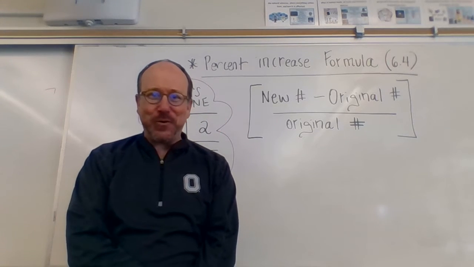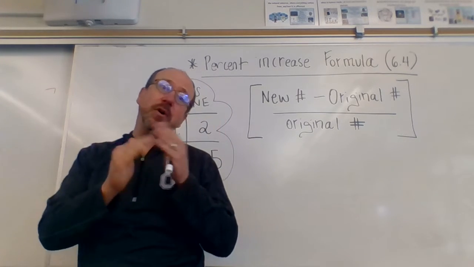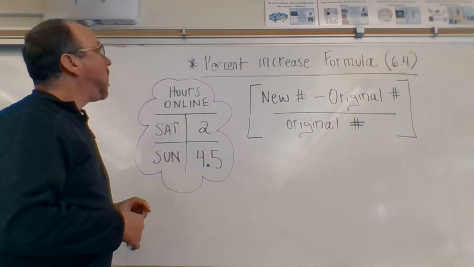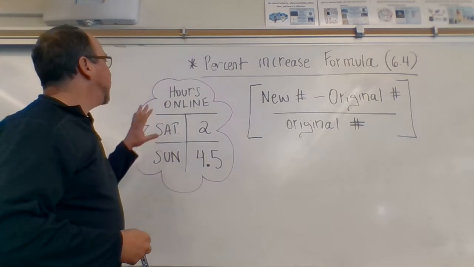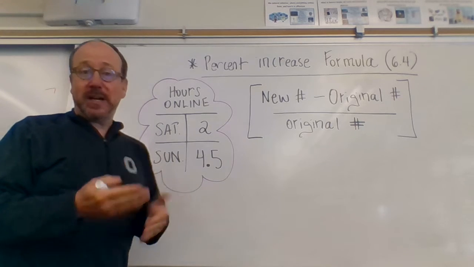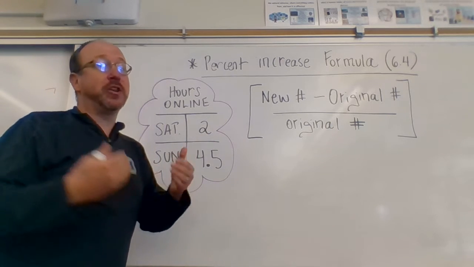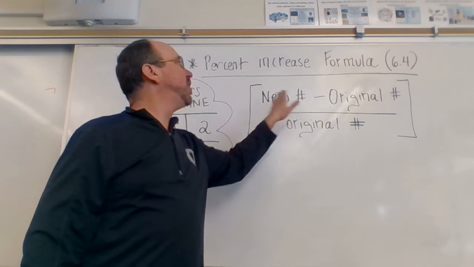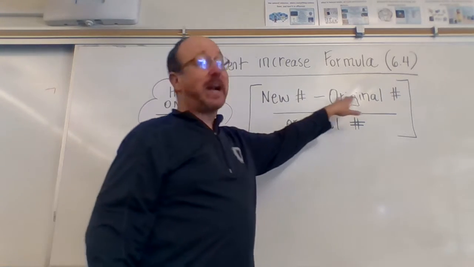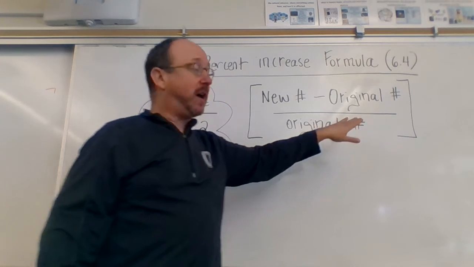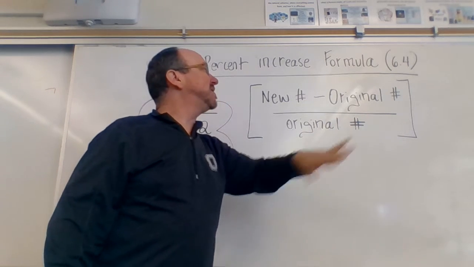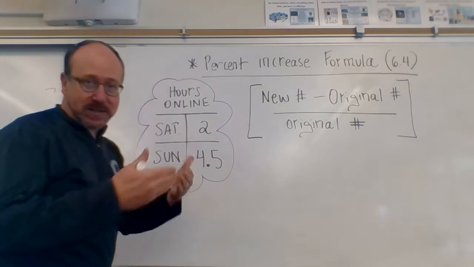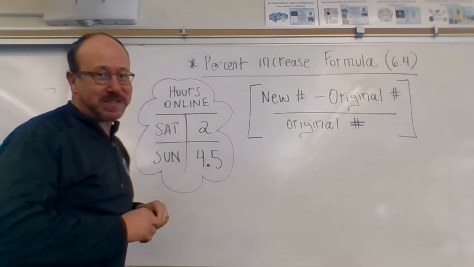Hi, we're doing a percent increase formula. What this is all about is looking at a couple different values and determining how much it is increasing, and also we'll be looking at decreasing. The formula is looking at a new number, a new value, subtracting it from the original number, original value, dividing it by that same original number, original value, and that's going to give us a percent of increase.